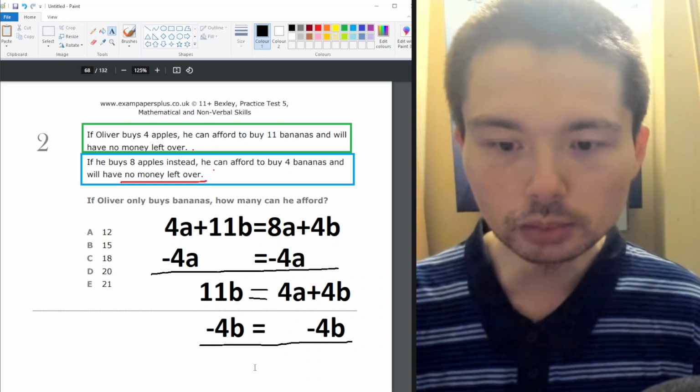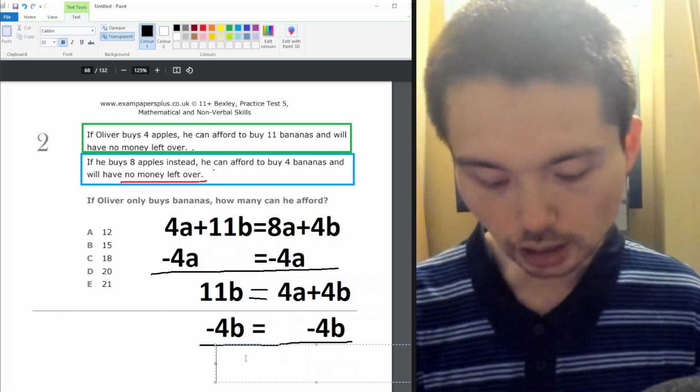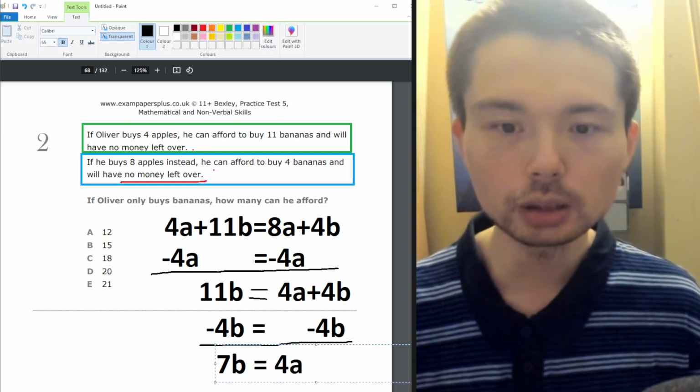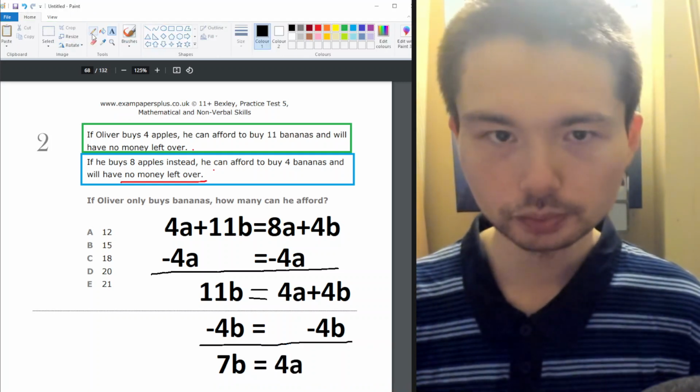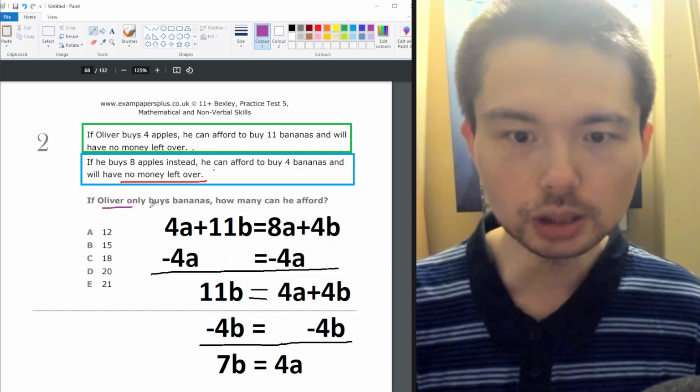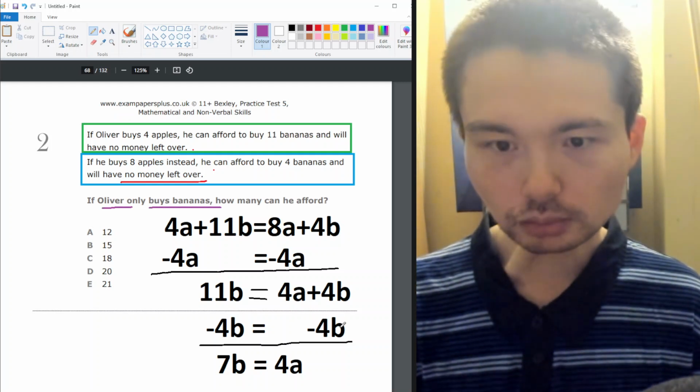So what is William doing? Well, 11 minus 4 is 7 bananas, and 4a here as well. Okay, so what's the point in this? You tell me. Now this dude is just buying bananas.